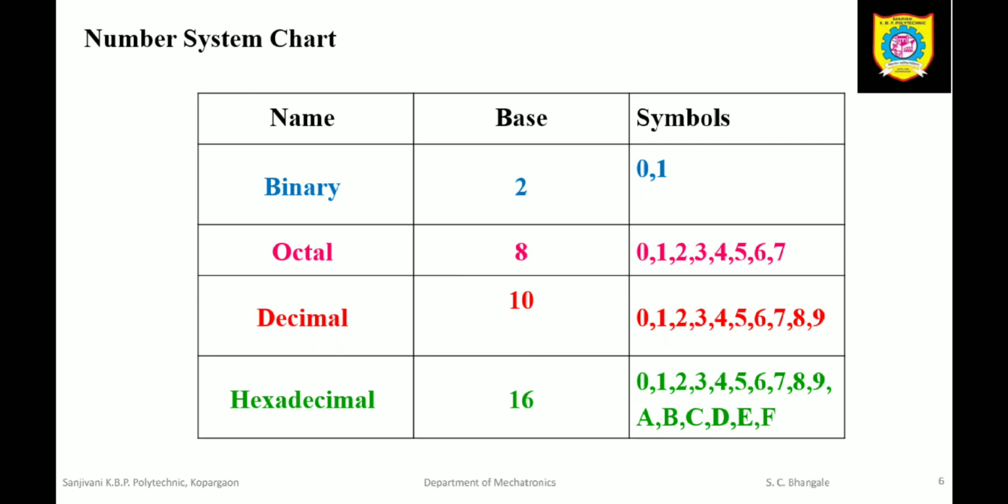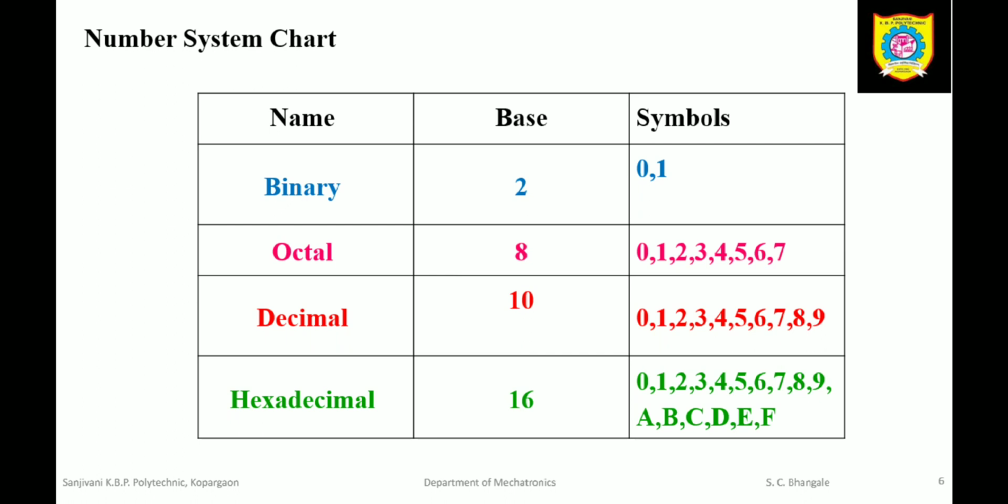Second is octal. In the octal number system, the base or radix is 8, so in total we will use 8 symbols. Which are these 8 symbols? 0, 1, 2, 3, 4, 5, 6, 7. So 0 to 7, if we count, these are a total of 8 symbols. Third is the decimal number system. In the decimal number system, the base or radix is 10. So the symbols we can use are 0, 1, 2, 3, 4, 5, 6, 7, 8, 9. If we count, these are a total of 10 symbols, 0 to 9.